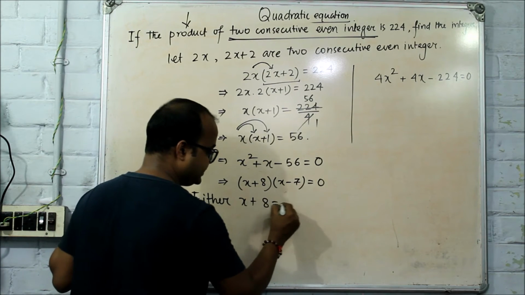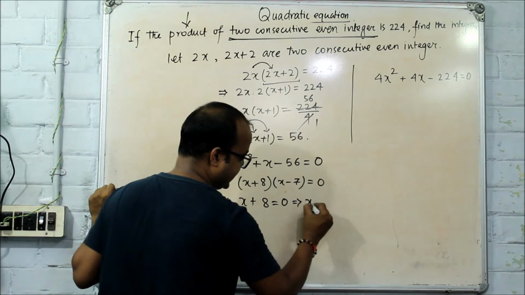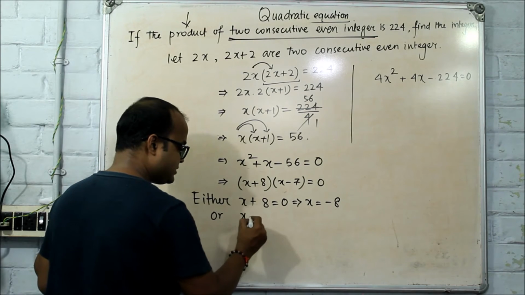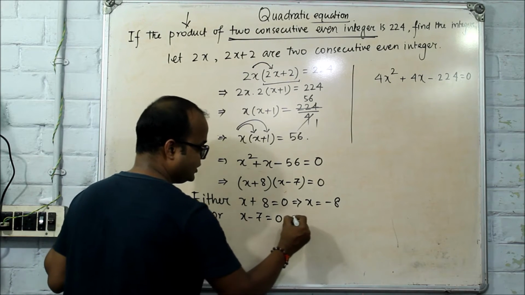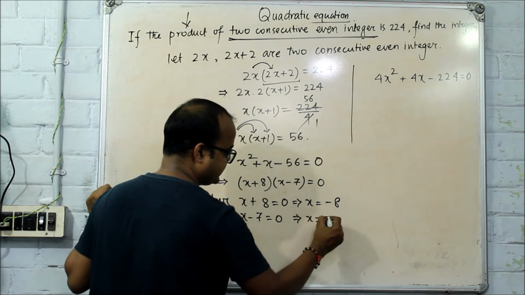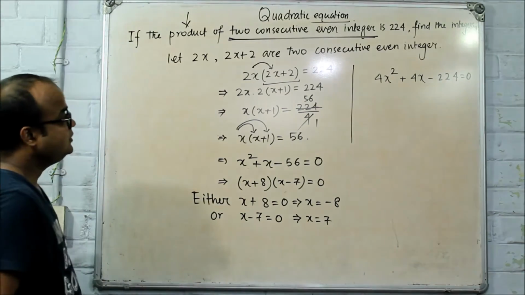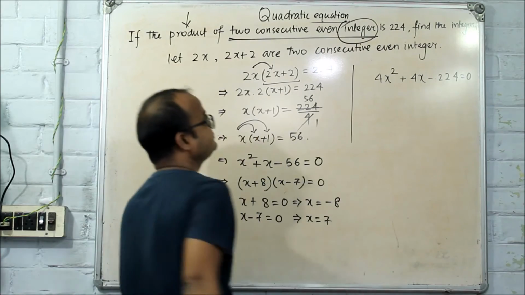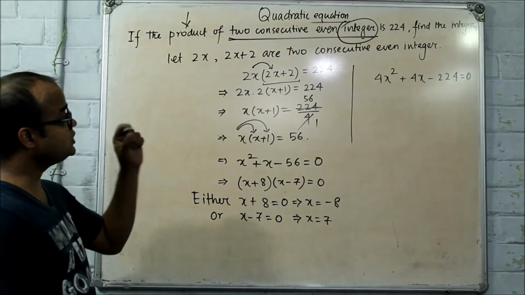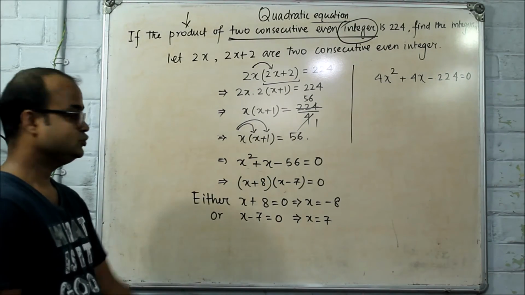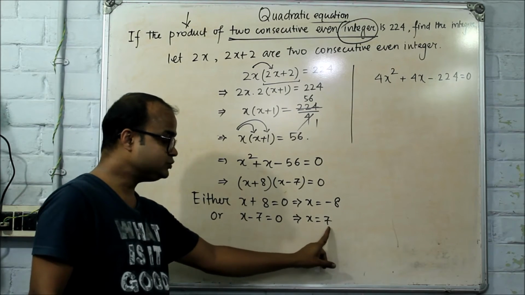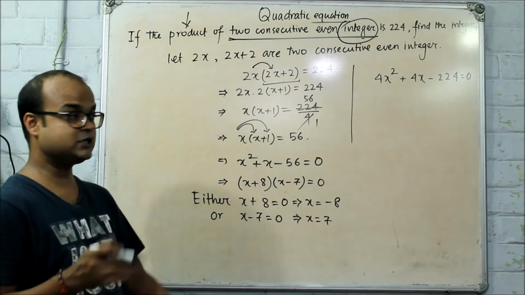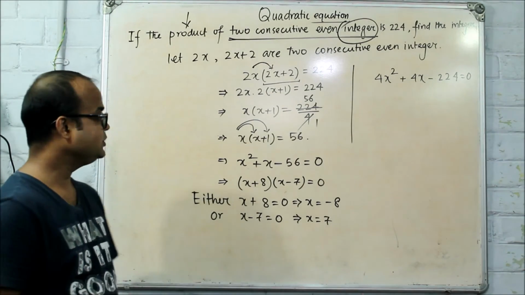Either x plus 8 is equal to 0, it implies x is equal to minus 8, or x minus 7 is equal to 0, it implies x is equal to 7. Now we have to find two consecutive even integers. So x is equal to 7 and minus 8. Both are valid answers because the integer might be positive, might be negative.